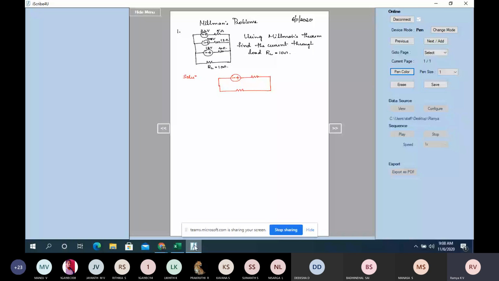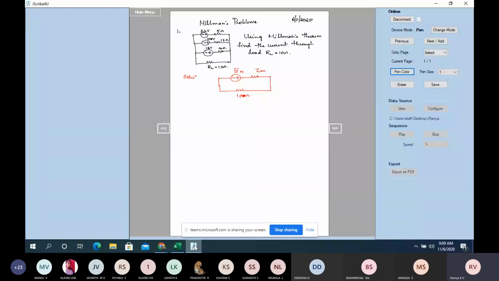So we have to find the RL. These 3 branches can be replaced with an equivalent voltage source, we will call it EM, and an equivalent impedance ZM, and RL remains as it is, 10 ohm. Once we find EM and ZM for this circuit, finding the current through RL is not at all difficult.